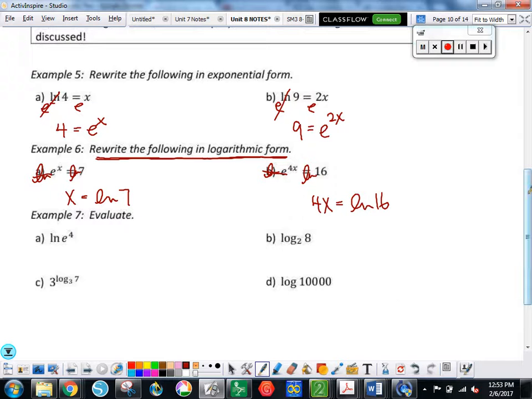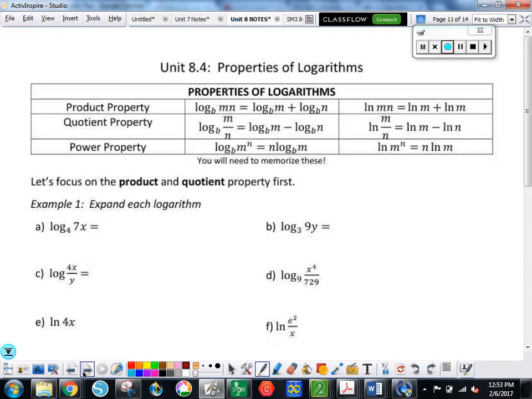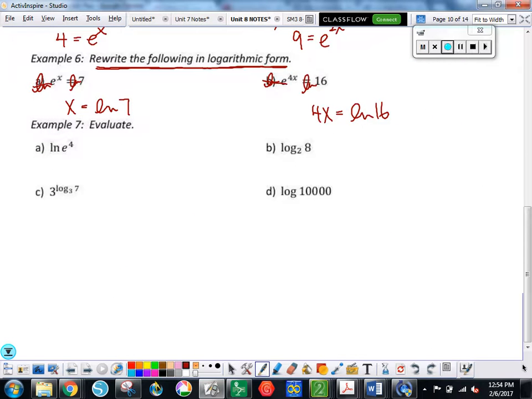All right, moving on. So we're going to cancel these in a similar way that we cancelled the other ones. On part A, what simplifies here? The natural log of e, what happens? We cancel, so you're left with a what? 4. What about on part C?